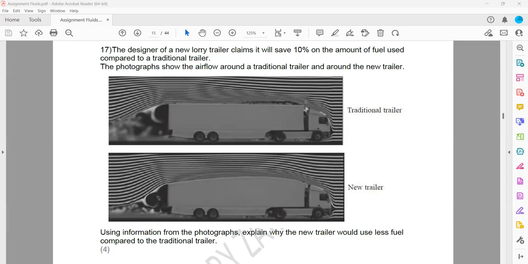As it experiences less air resistance, a greater proportion of the energy is converted into kinetic energy, and a small proportion of the energy is wasted to overcome the air resistance. So less work will be done against the air resistance, and a greater amount of energy will be converted into kinetic energy. So with the same amount of fuel, the lorry or trailer with the new design can go a farther distance, as it is not using too much energy to do work against the air resistance.